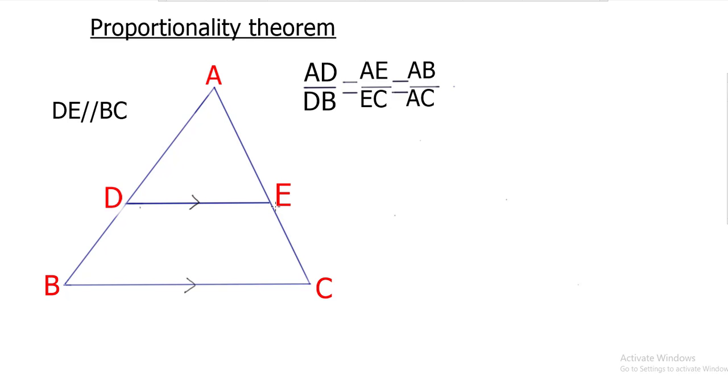So the proportionality theorem says if you have a line parallel to the base of a triangle, you have to know that the side AD divided by BD will be proportionally equal to the side AE divided by EC, and also equal to AB divided by AC.